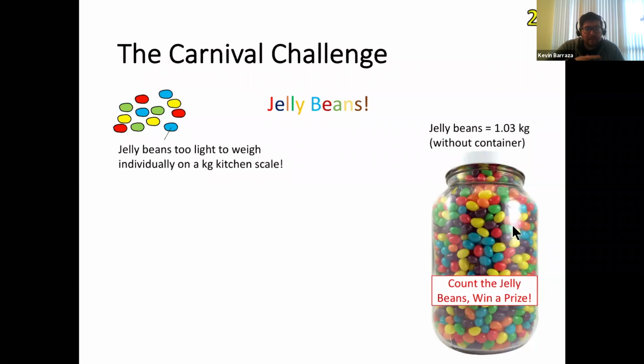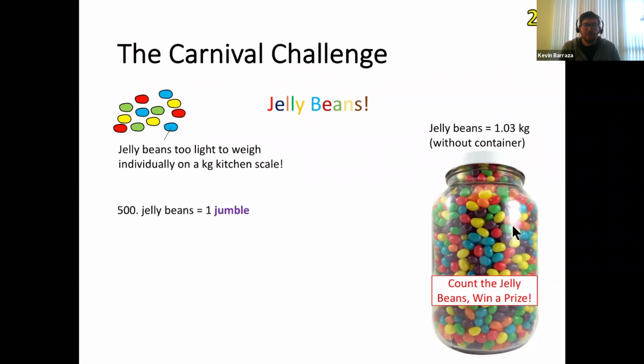Maybe the scale only weighs kilograms. So I need some way to circumvent or go around this problem. One idea is, if one jelly bean is too light, maybe I should weigh a group of jelly beans and just be mindful of how many are related to this number.